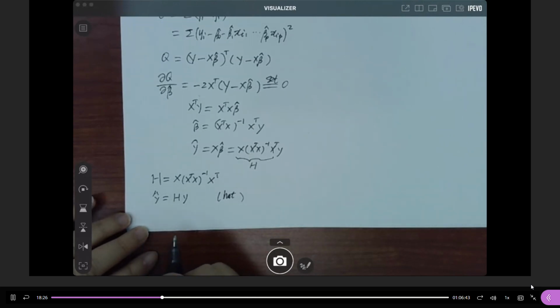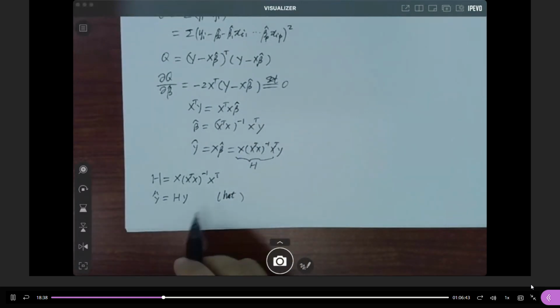Some books may call this H matrix P because it's a projection matrix, right? A vector multiplied by a matrix is called projection. You basically project that to a plane. So that's also fine, but in our class, I prefer to call it hat matrix. So whenever we mention hat matrix, you know it's a matrix that is multiplied by y to turn it into y hat. So next, we are going to look at the properties of H.